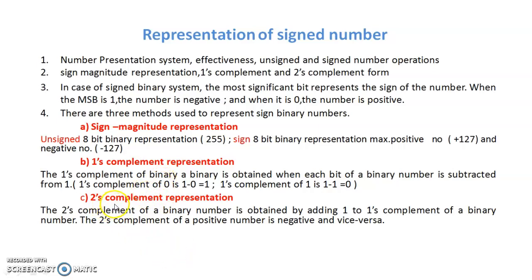Next is 2's complement. 2's complement means first we calculate the ones complement of that number, then we add 1 to that ones complement, and then we get the 2's complement of that number. In short, the ones complement of a binary number is obtained when each bit of the binary number is subtracted from 1. Or ones complement is simply the inversion of all the bits. Next, when you want to calculate the 2's complement, we add 1 to that inverted number, then we get the 2's complement of that number.